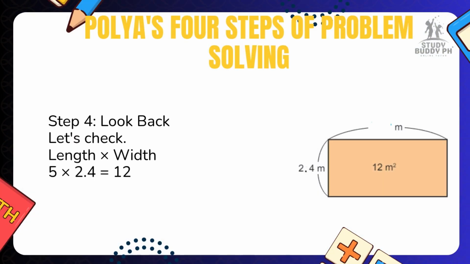Step 4. Look back. Let's check. Length times width. 5 times 2.4 equals 12. Perfect. Our answer is correct. See? Great mathematicians always check their answers.